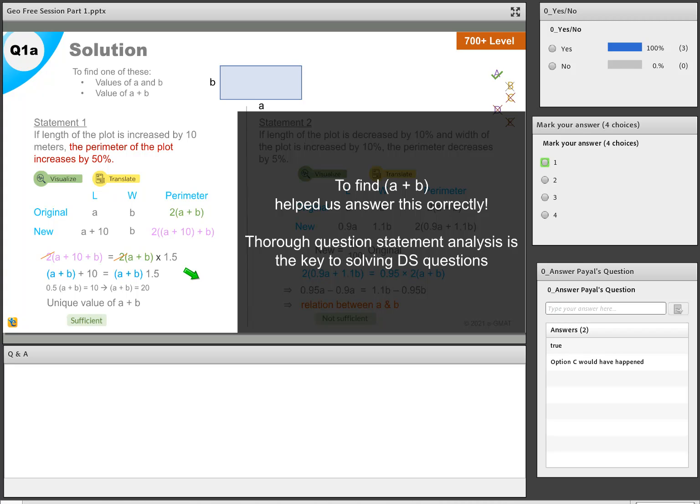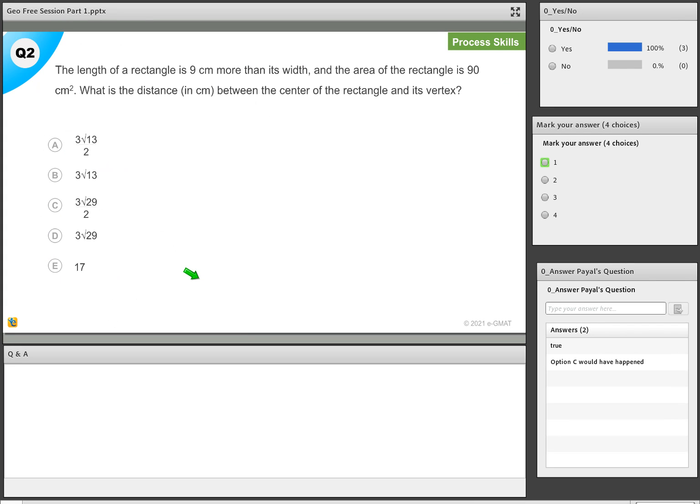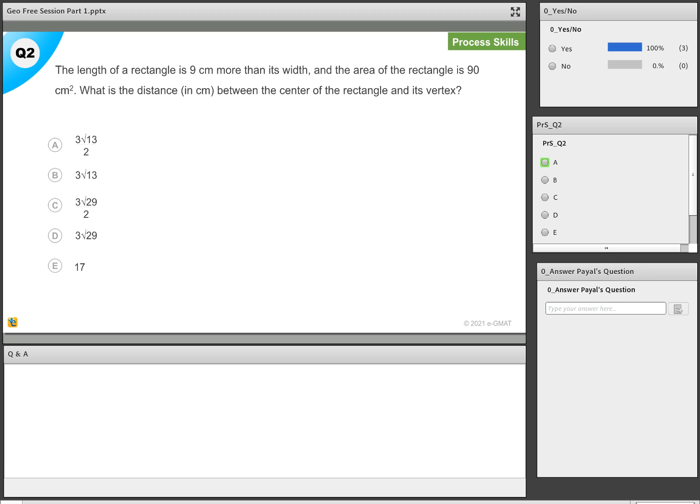Now with this, we are going to move to our second set. We are going to take a look at this question now, and let me get the poll here so that you can answer this question. This question pertains to question number 2, the 700 plus level question.